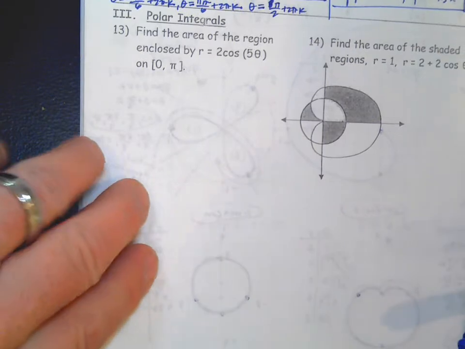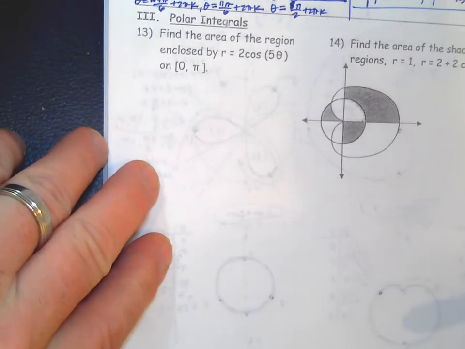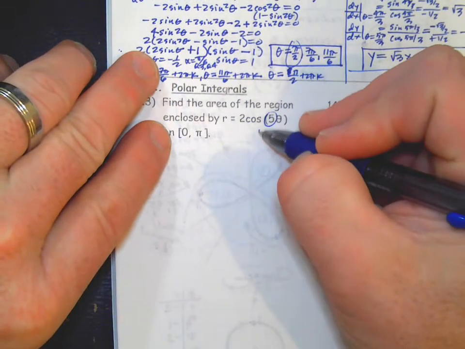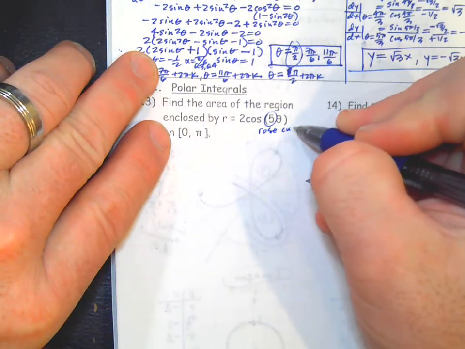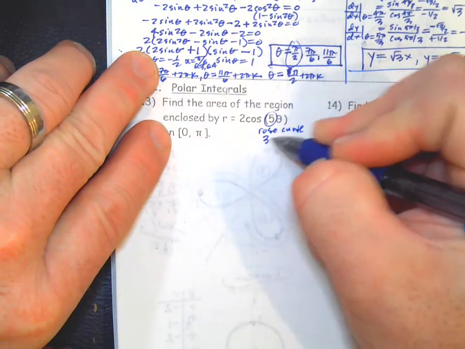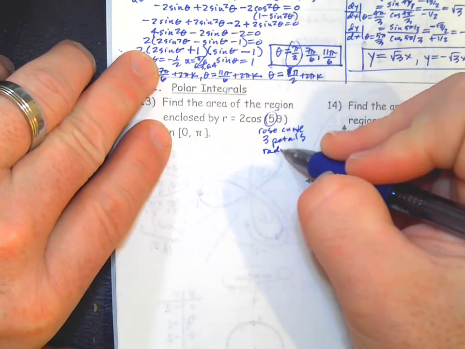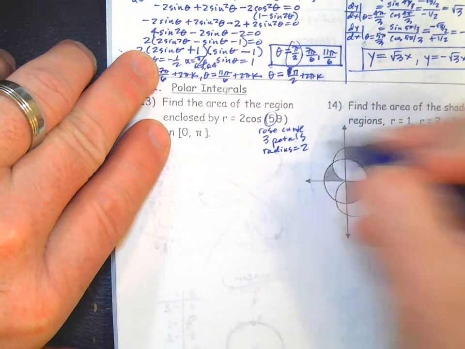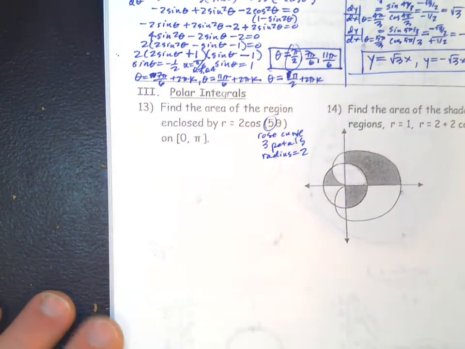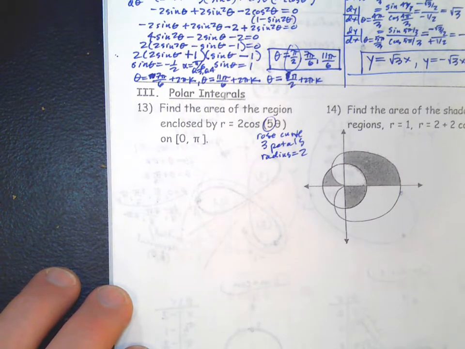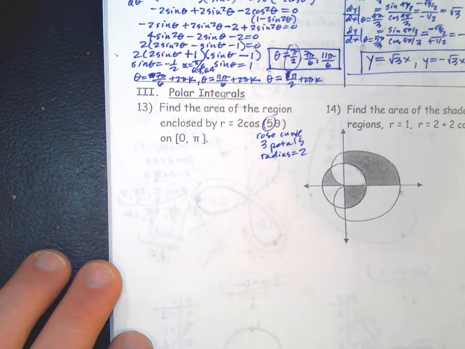Okay, find the area of the region enclosed by this graph. So this is a rose curve with 3 petals and radius of 2. Now, I don't really think we need to sketch this to find the area. Well, it says from 0 to pi. I think we could just integrate it 0 to pi. I mean, you could go ahead and you could sketch it.